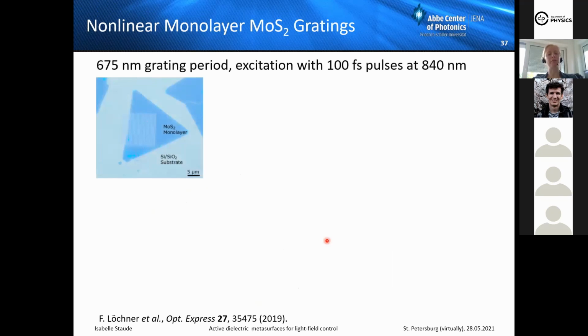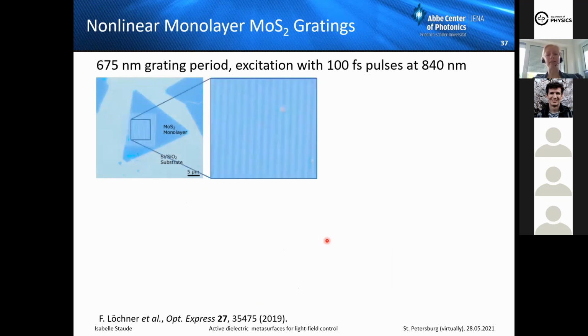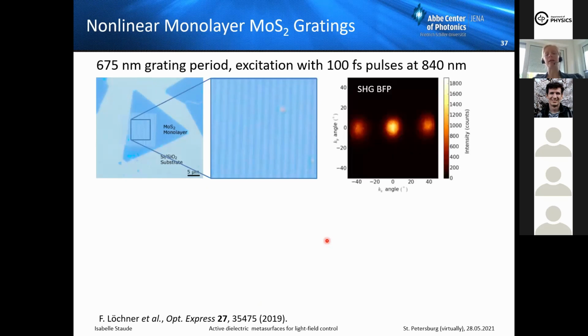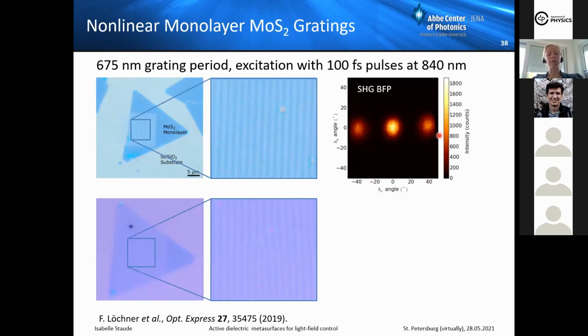What we did then is first we just milled such a grating with a 675 nanometer grating period. And since the excitation was at 840 nanometer, this is basically a sub-wavelength structure at the excitation, so a non-diffractive structure at that excitation. Here's a close-up of the structure, but in the second harmonic, this becomes a diffractive structure, and we start seeing diffraction orders here in this backfocal plane of the second harmonic emission.